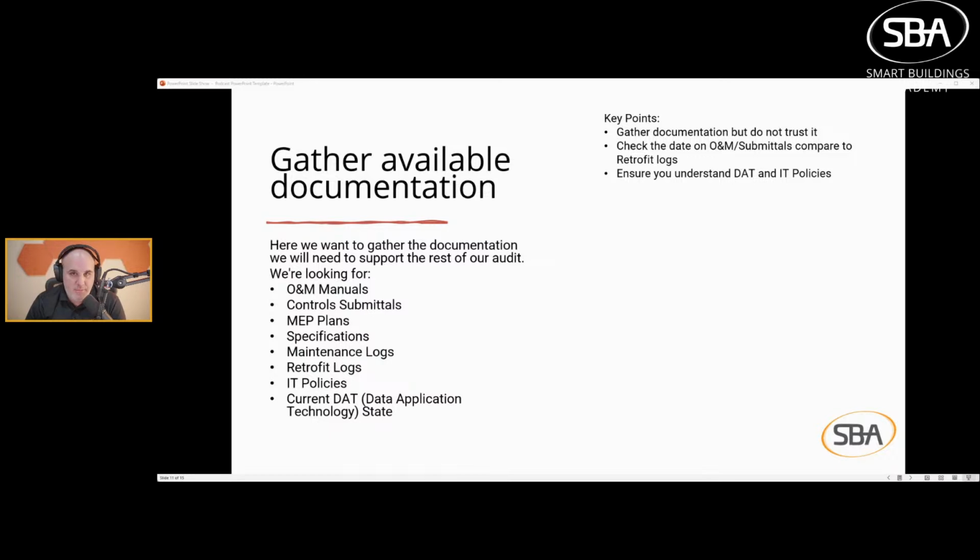Look for permits that were pulled. This can give you an idea if something was done. Some organizations have major churn in their operations staff and they don't know who was there. So it's not terribly difficult to type in an address and see if there's a construction permit pulled for it, or a retrofit permit pulled for it. Not difficult, and it can really help you dodge some bullets and ensure you understand the DAT and IT policies.